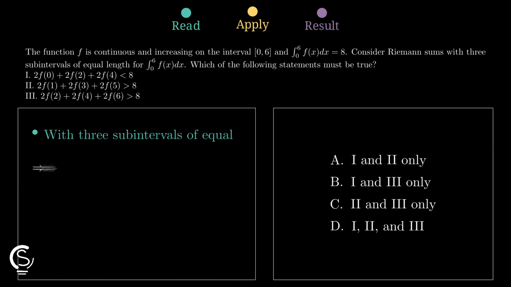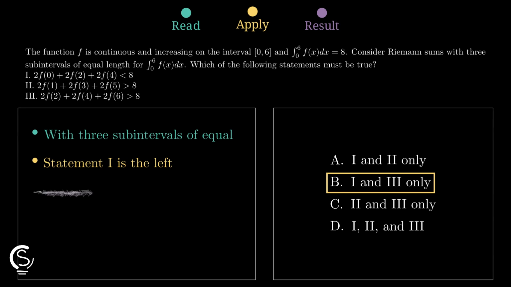Statement 3 uses right endpoints, 2, 4, and 6. For an increasing function, this sum overestimates the area, making it greater than 8.